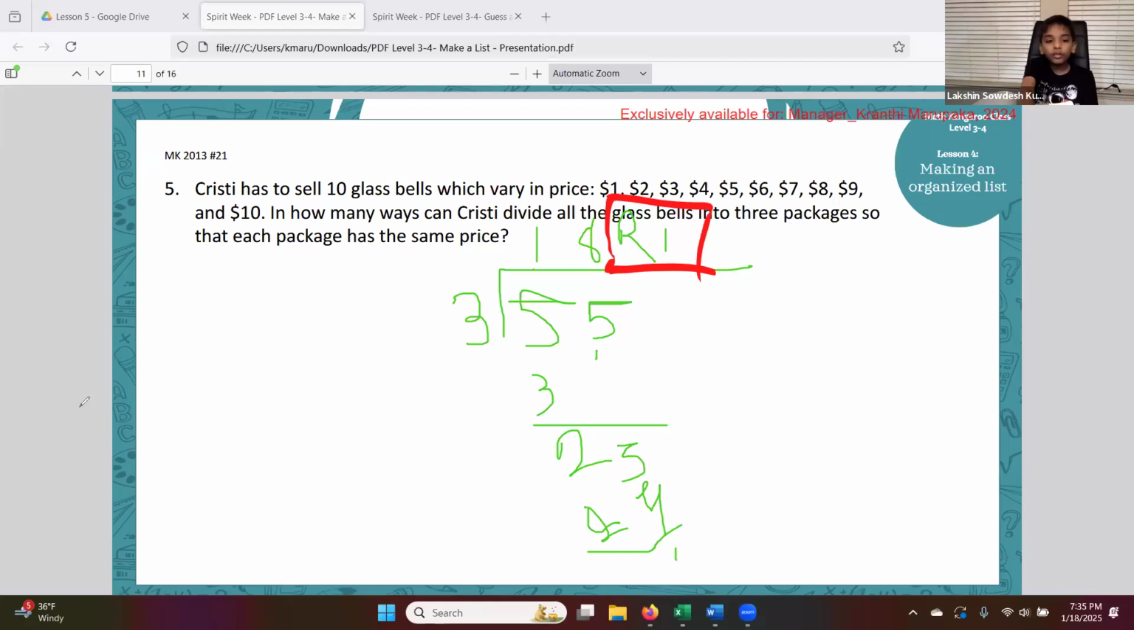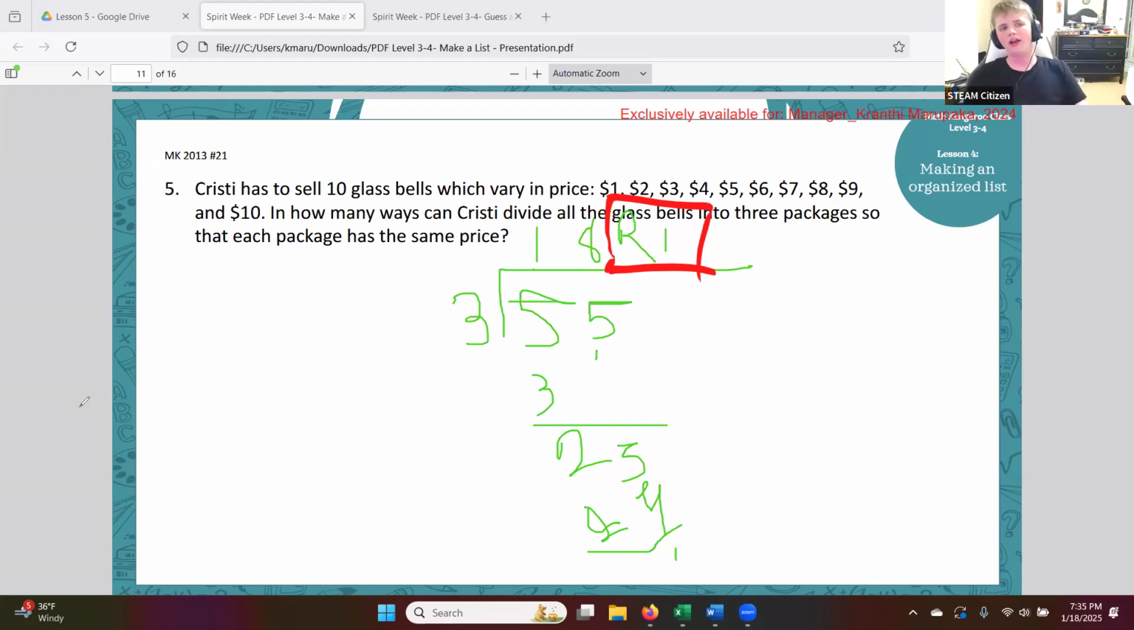I want to say something. Yeah, but Christy never said that she has to put an equal number of bells into 3 packages.